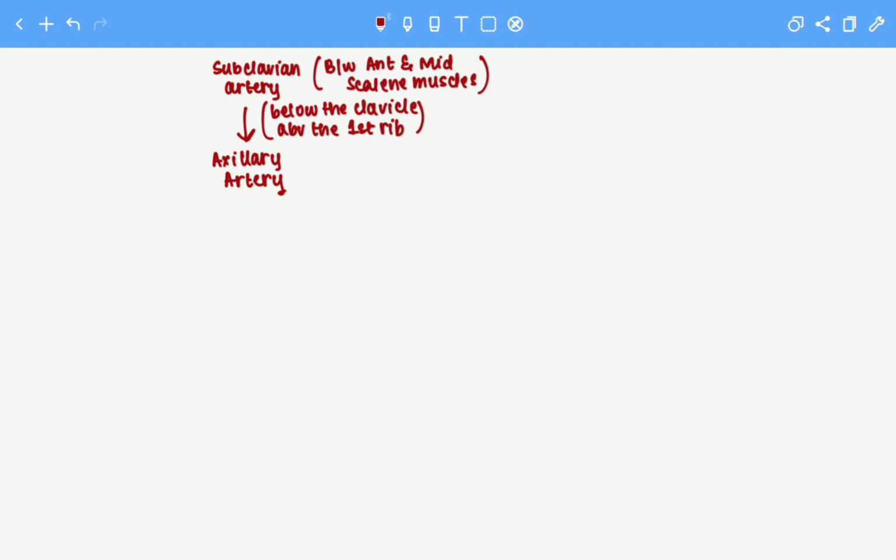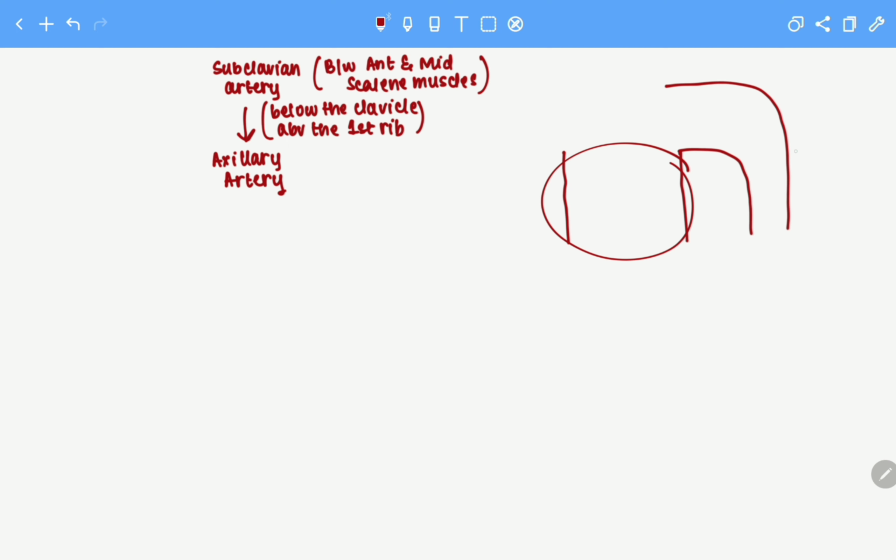So what exactly is the axillary region? So let's say this is the trunk, this is the brachial region, this is the shoulder region. So this region, which is commonly known as the armpit region, is the axillary region. Now the axillary artery will give rise to 6 branches and we'll learn these branches in a very logical way.